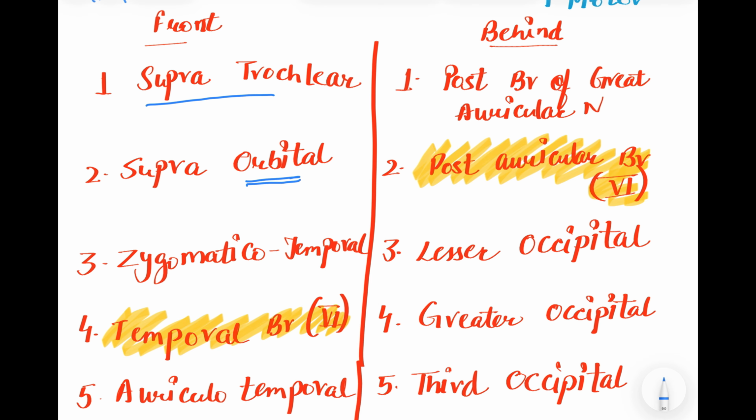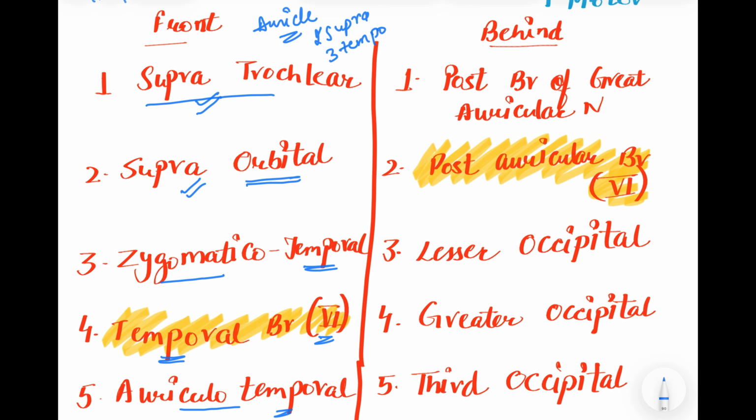2 supras over here, supratrochlear and supraorbital. Now another 3, these are the ones which are in front of the auricle we are talking about, right? Another 3 are temporal. 2 over here are supra and 3 over here are temporal. Easy to remember. So what are these temporal? It is zygomaticotemporal, temporal branch of facial nerve, and auriculotemporal, right?